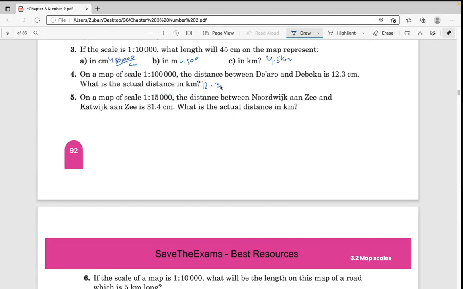Ali, is this right? Yes, sir. See, that's a coincidence that the scale is already 1:100,000, and 100,000 centimeters is actually equal to 1 kilometer. So I can also say the scale is 1 centimeter is to 1 kilometer. So 12.3 centimeter is obviously 12.3 kilometers.